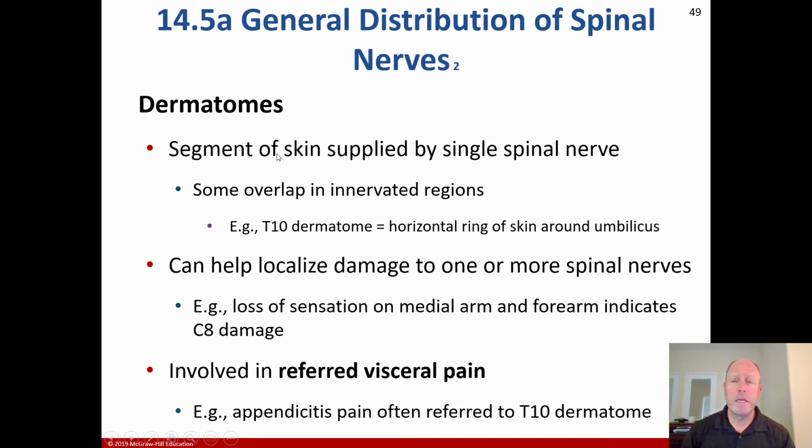The dermatomes for the spinal nerves: the segment of the skin supplied by a single spinal nerve. Some overlap in innervated regions, like the T10 dermatome, which is the horizontal ring of skin around the umbilicus. It can help localize damage to one or more spinal nerves, like the loss of sensation on the medial arm and the forearm indicates C8 damage, at cervical 8. It's involved in referred visceral pain, like appendicitis, which is often referred to the T10 dermatome.